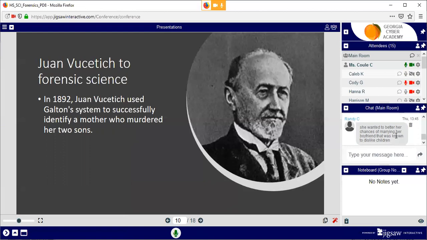She wanted to better her chances of marrying her boyfriend. Okay, that was known to dislike children. Interesting, Randy. I did not know that. That does not seem like a good reason to murder your kids. I mean, not that there is one, ever. But that's pretty shallow, right? It's pretty bad. That's pretty horrible. Yeah, right? We're like, not marry the guy.